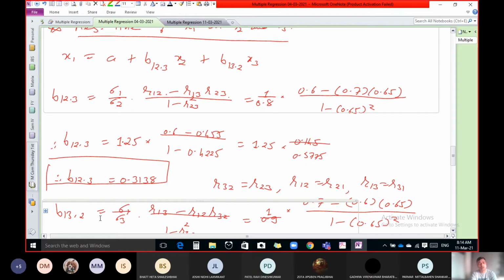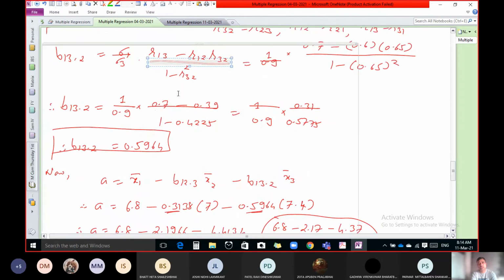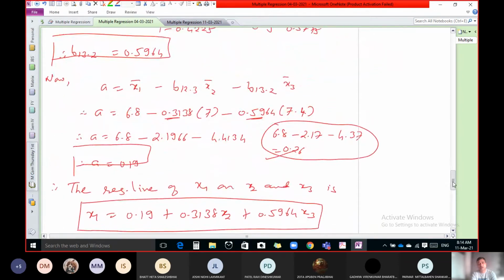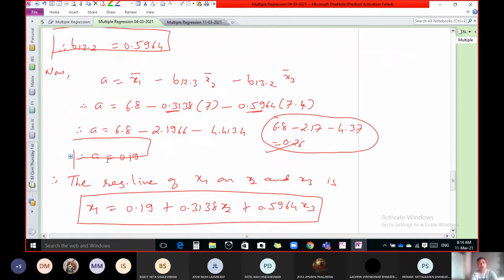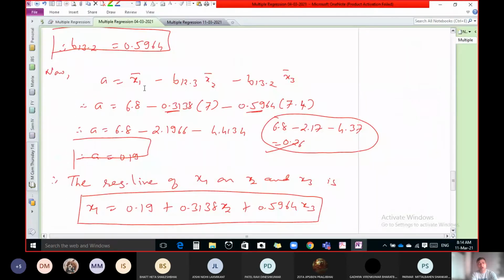Similarly, you can find b13.2 by using the formula. This we already discussed in our last lecture, and you will get the value of b13.2. Once we get b12.3 and b13.2, find a by using this formula: x1 bar minus b12.3 x2 bar minus b13.2 x3 bar, and substitute all values. Here x1 bar, x2 bar, x3 bar are all given in the question, so you will get the value of a. Either you can write a or b0, it's the same thing.